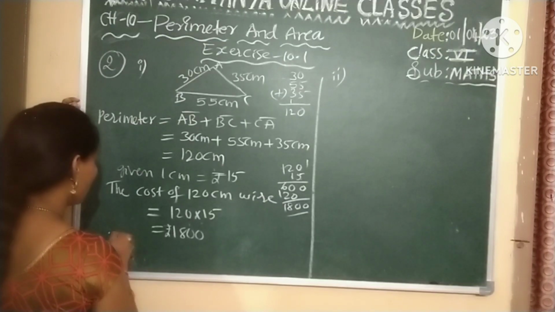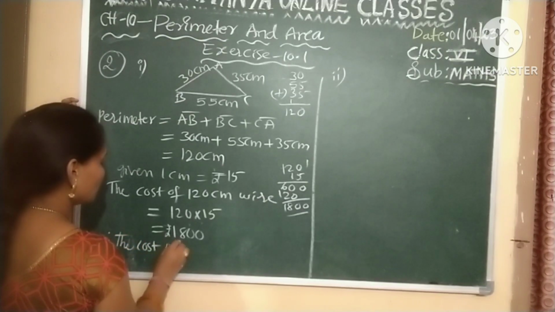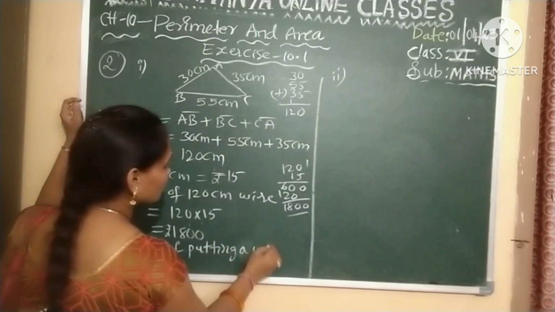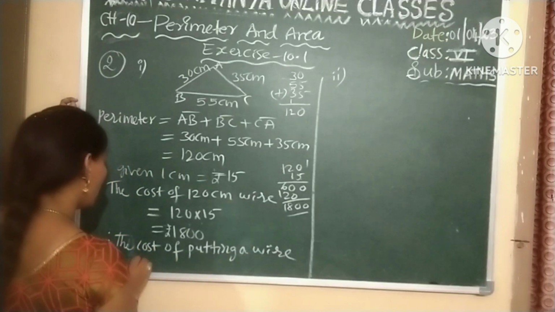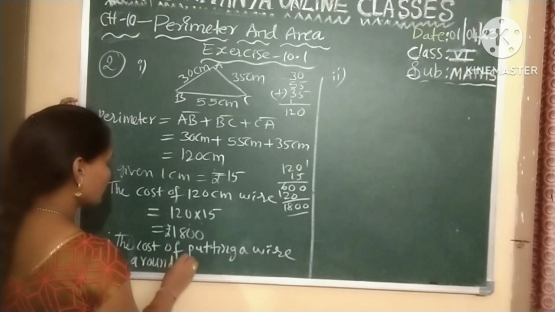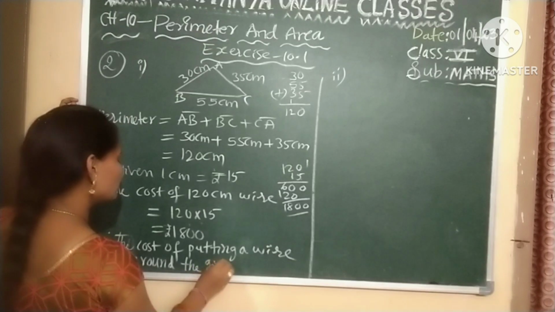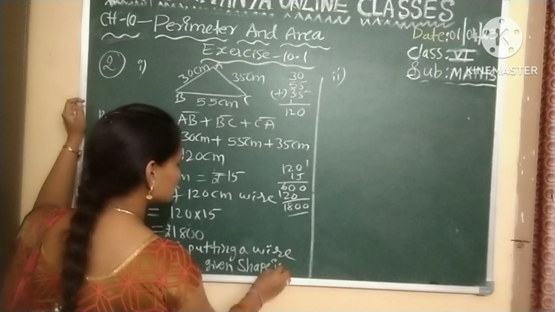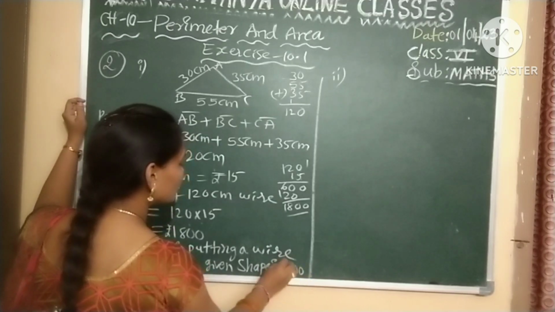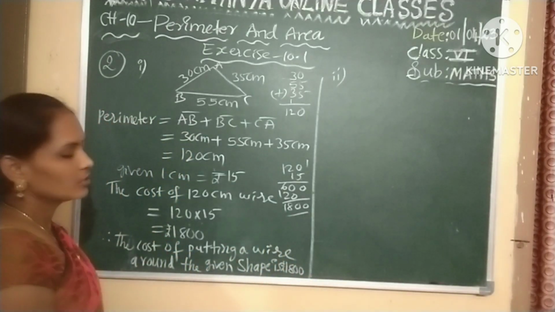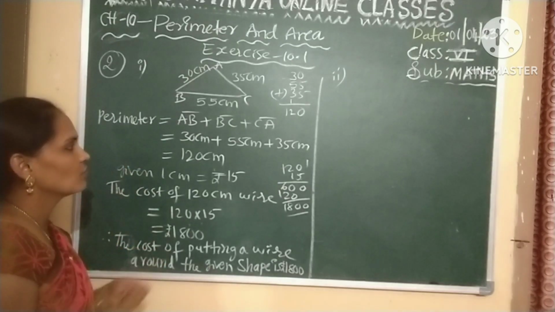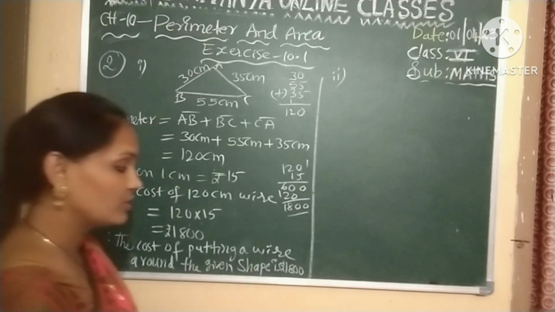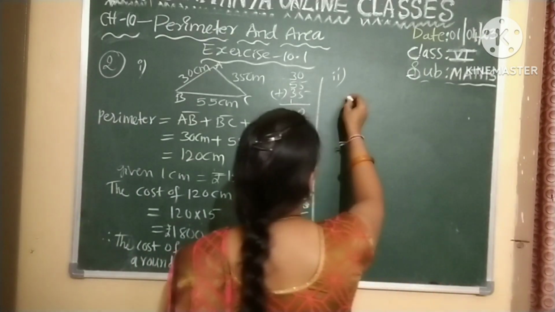Therefore, the cost of putting a wire around the given shape, whatever shape is given, is 1800 rupees. Like this we can find the cost of fencing of the given figure. Here the given figure is a triangle. Next, a rectangle is given.